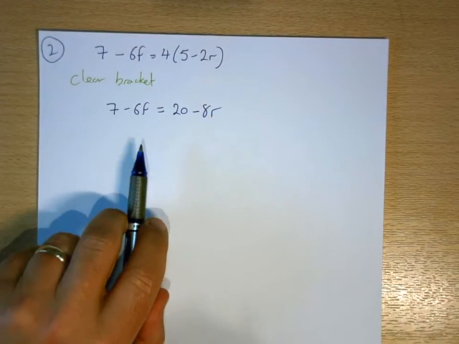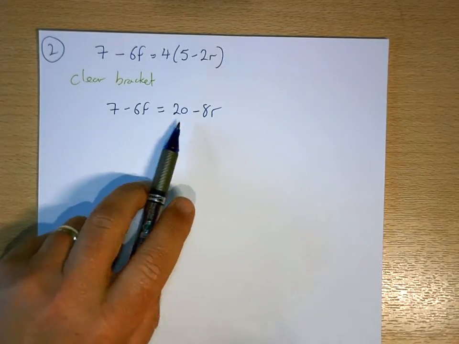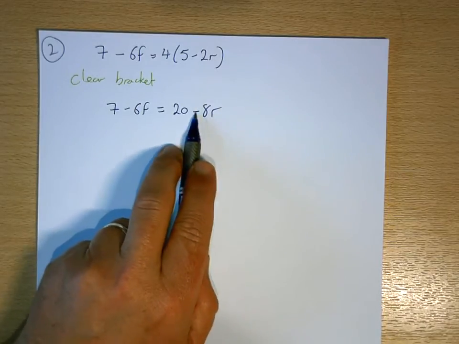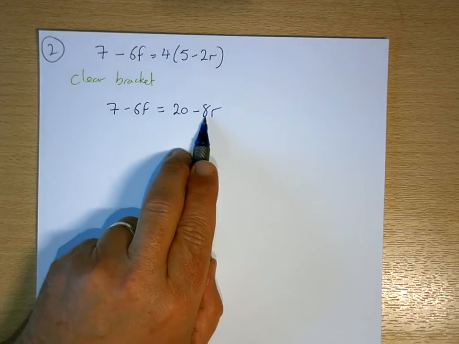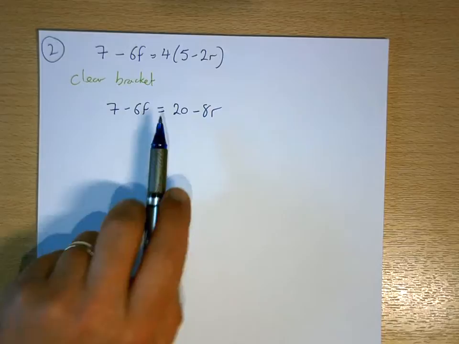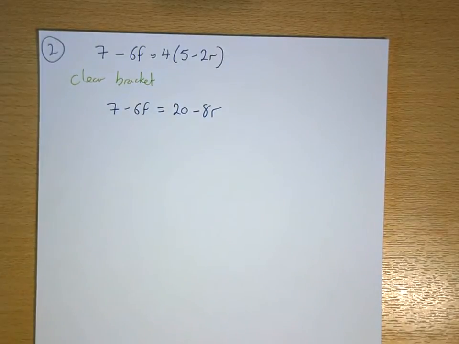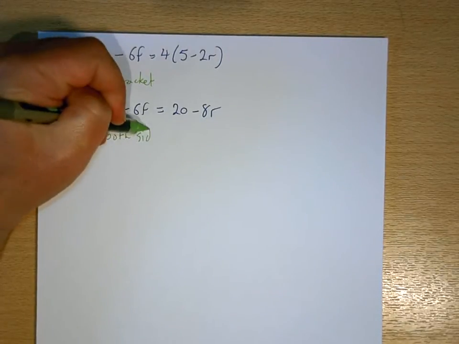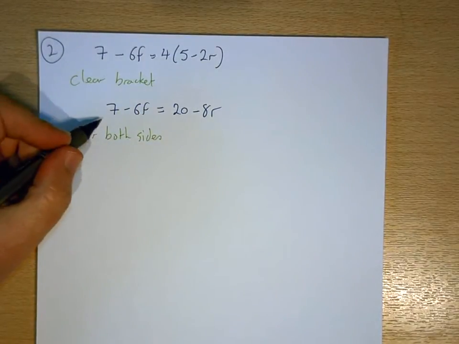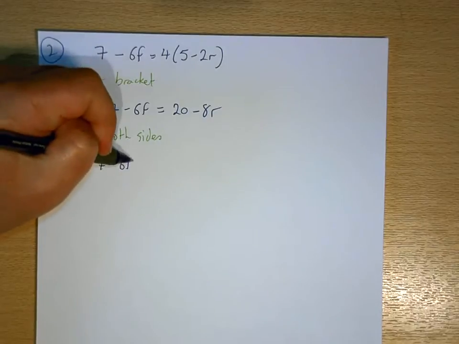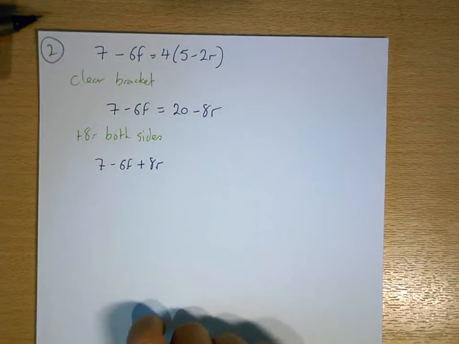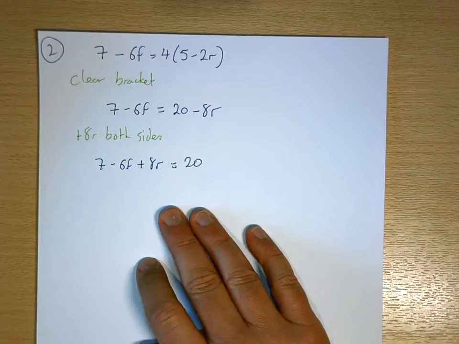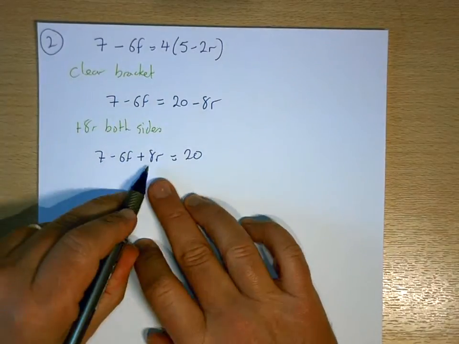Now I'm trying to get the formula r equals, and on this line as it stands now, the r is going to end up negative, because I've got the minus 8r. So what I'm going to do is add 8r to both sides, so that it's going to be positive on this side. So plus 8r, have to do it to both sides, remember. So what happens now on this side, I've got the 7 take 6f plus now I've added the 8r, and on this side I've just got the 20, because adding 8r makes that go to 0.